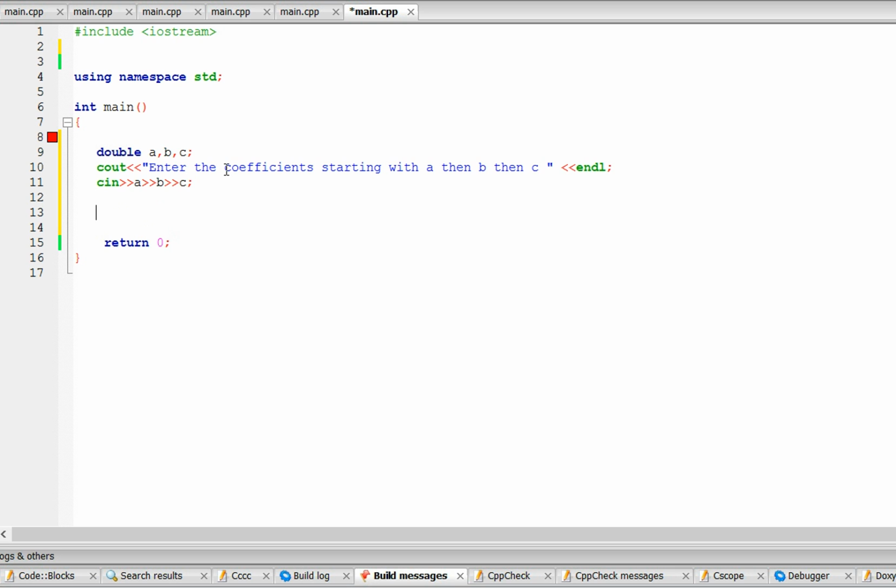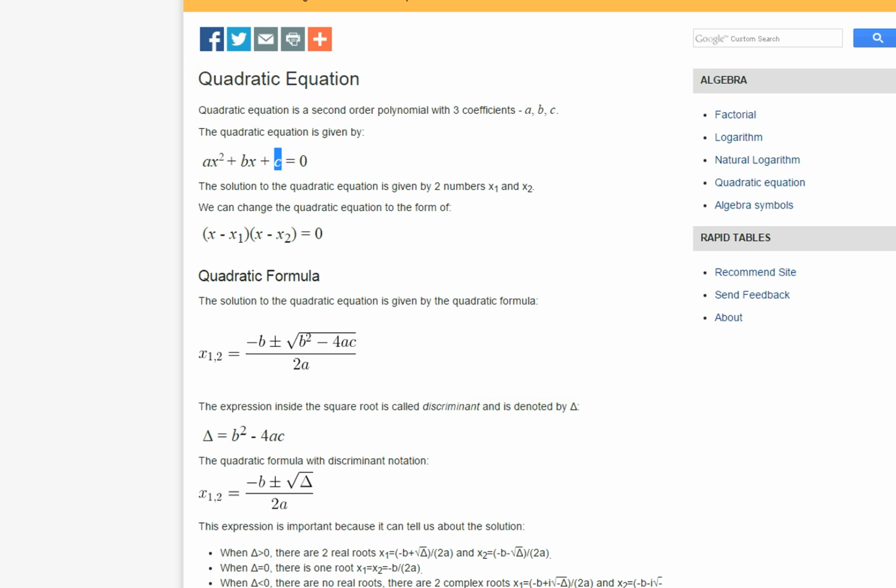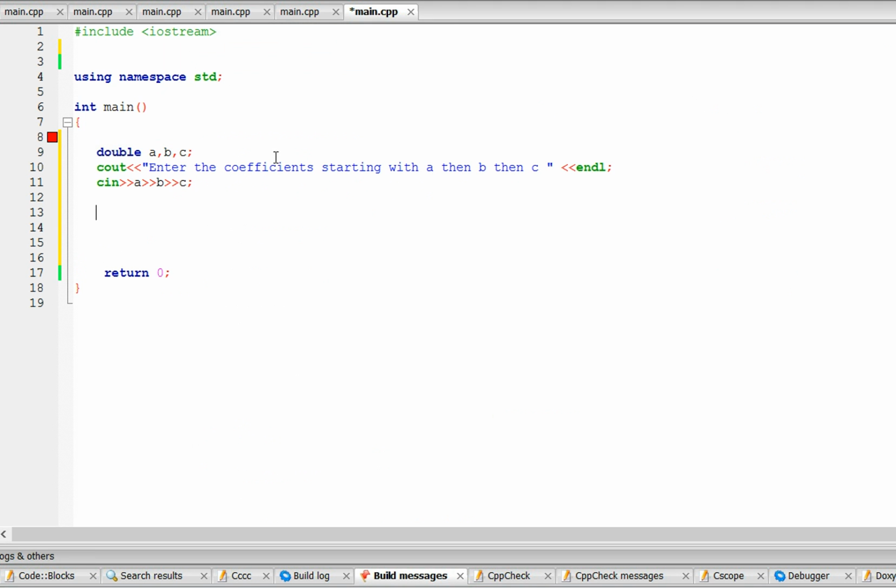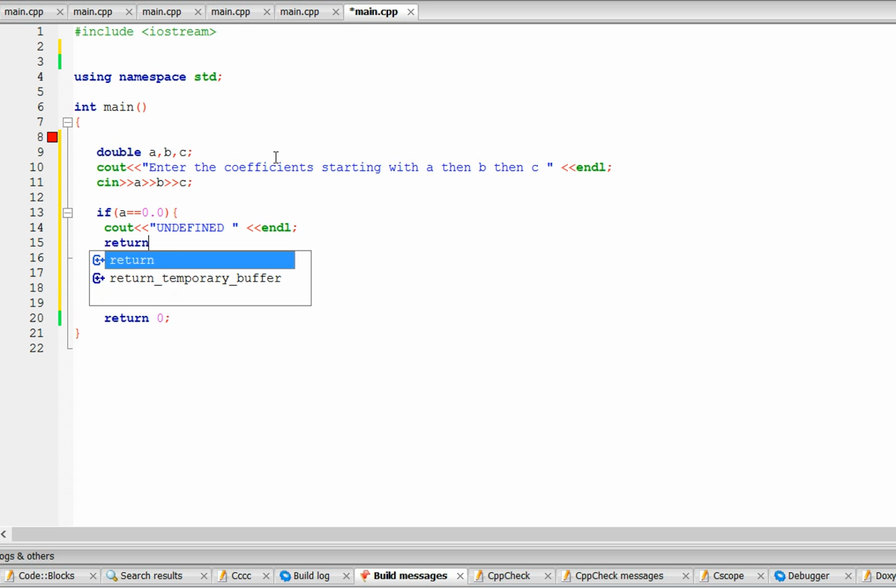Right? And let's do some checking. So if A is 0, then since in the quadratic formula you're dividing by 0, that means it's not a quadratic, it's just going to be undefined. So let's say that if A equals 0, then we're going to print out undefined and return 1 since this wasn't successful.